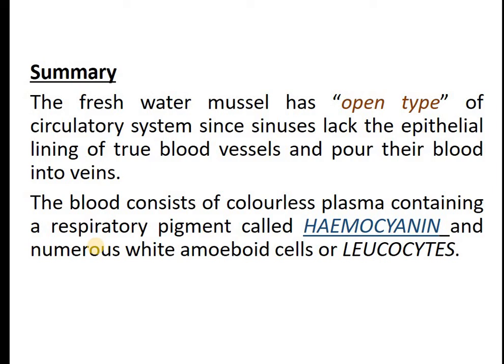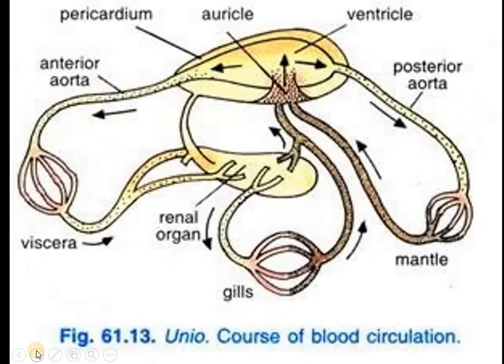The blood consists of colorless plasma containing a respiratory pigment called hemocyanin, which is a copper-based respiratory pigment, and numerous white amoeboid cells, the leukocytes. So this is the course of the circulation.